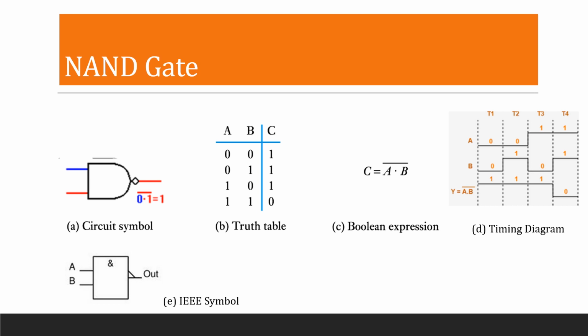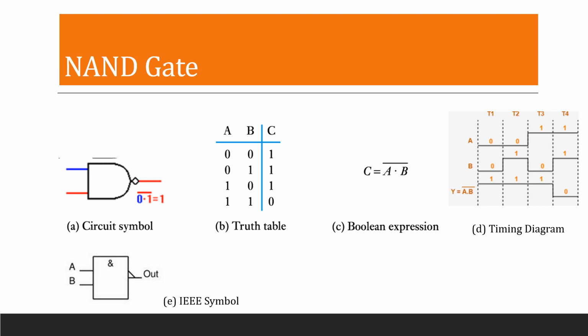When we look into the logic symbol, we can see that the AND symbol followed by the bubble at the output line makes the logic symbol of the NAND gate. So if the two inputs are 0 and 1, we perform the logical multiplication between these two inputs. 0 into 1 is equal to 0. Then we take its complement. Complement of 0 is 1. So we'll be getting the output as 1.